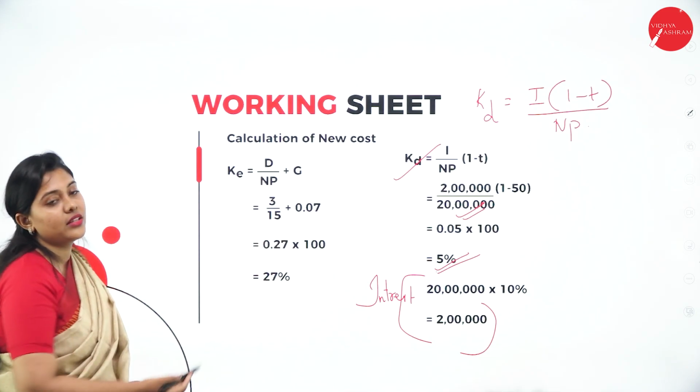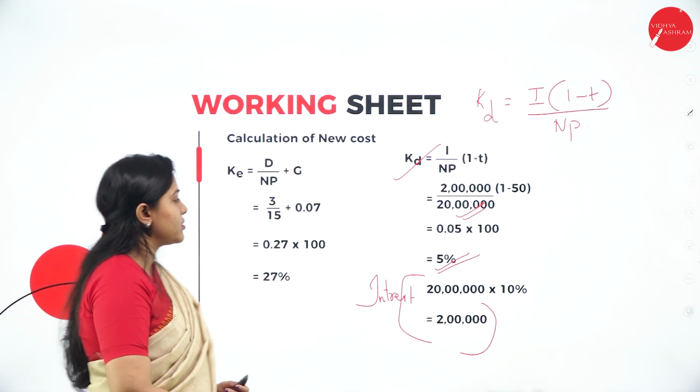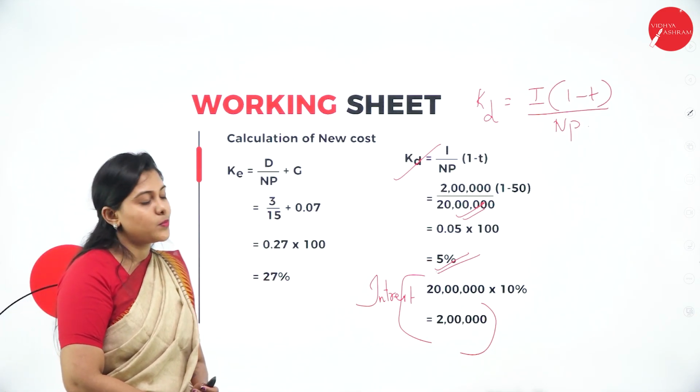Now let us calculate the new cost, that is new equity capital cost. So dividend divided by net proceeds plus growth.